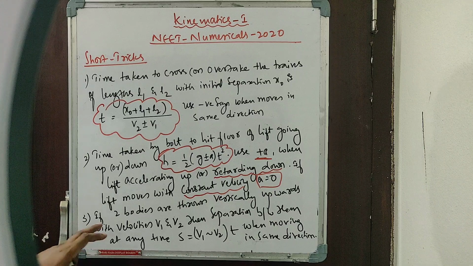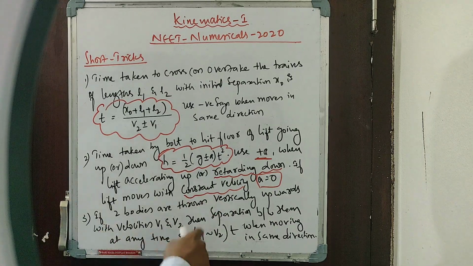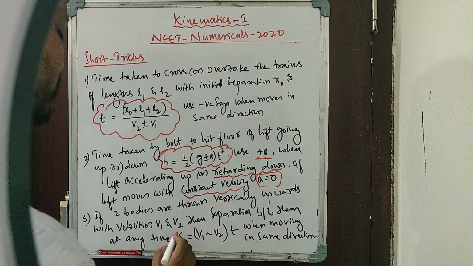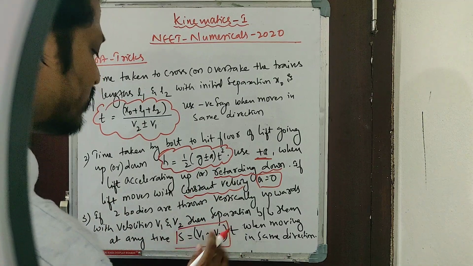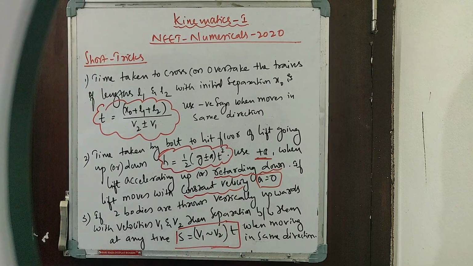The third and very important trick: if two bodies are thrown vertically upwards with velocities v1 and v2, then the separation between them at any time is given by the formula s = (v1 − v2) t, where the higher velocity minus the lower, multiplied by time, gives the distance between them while they are moving in the same direction.